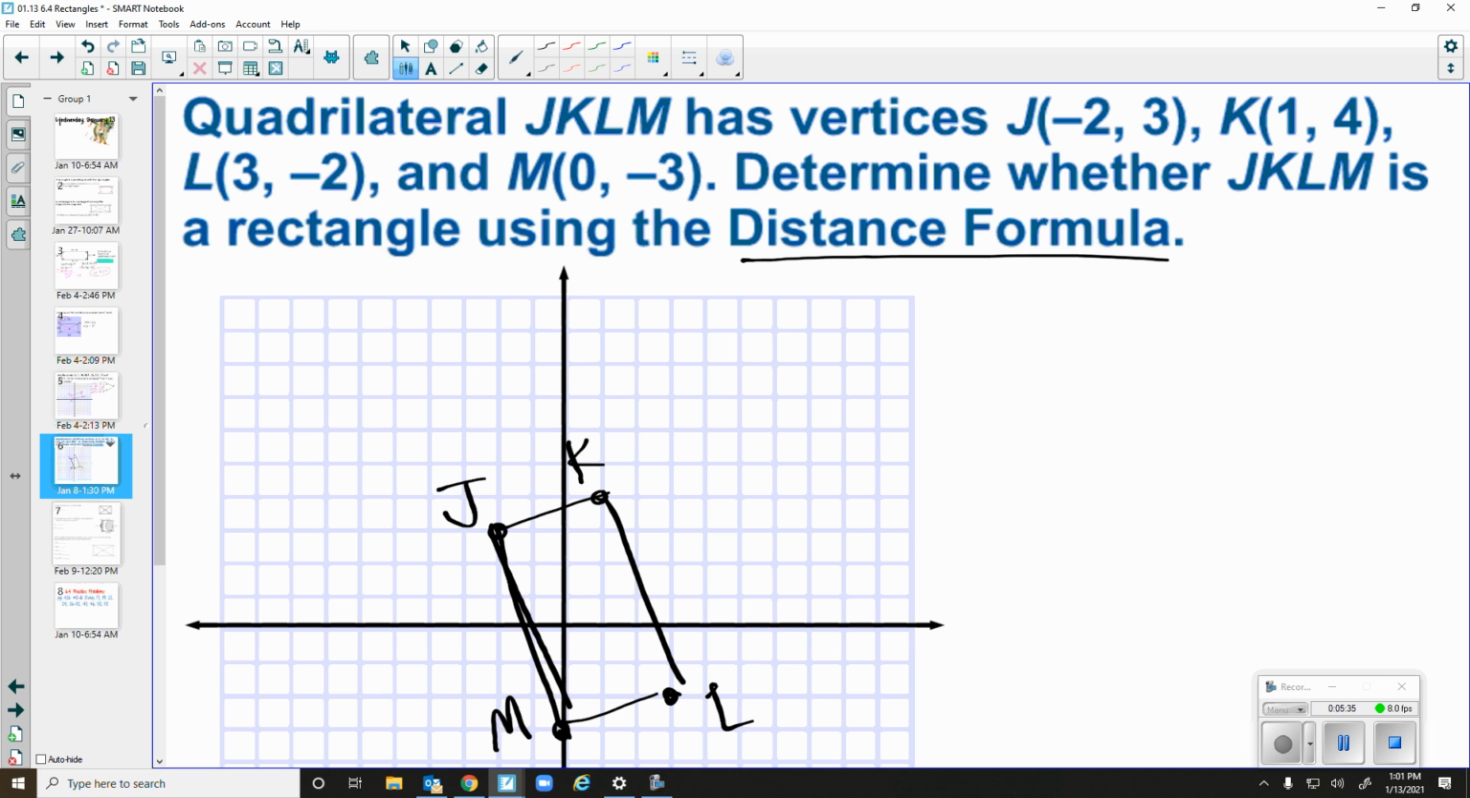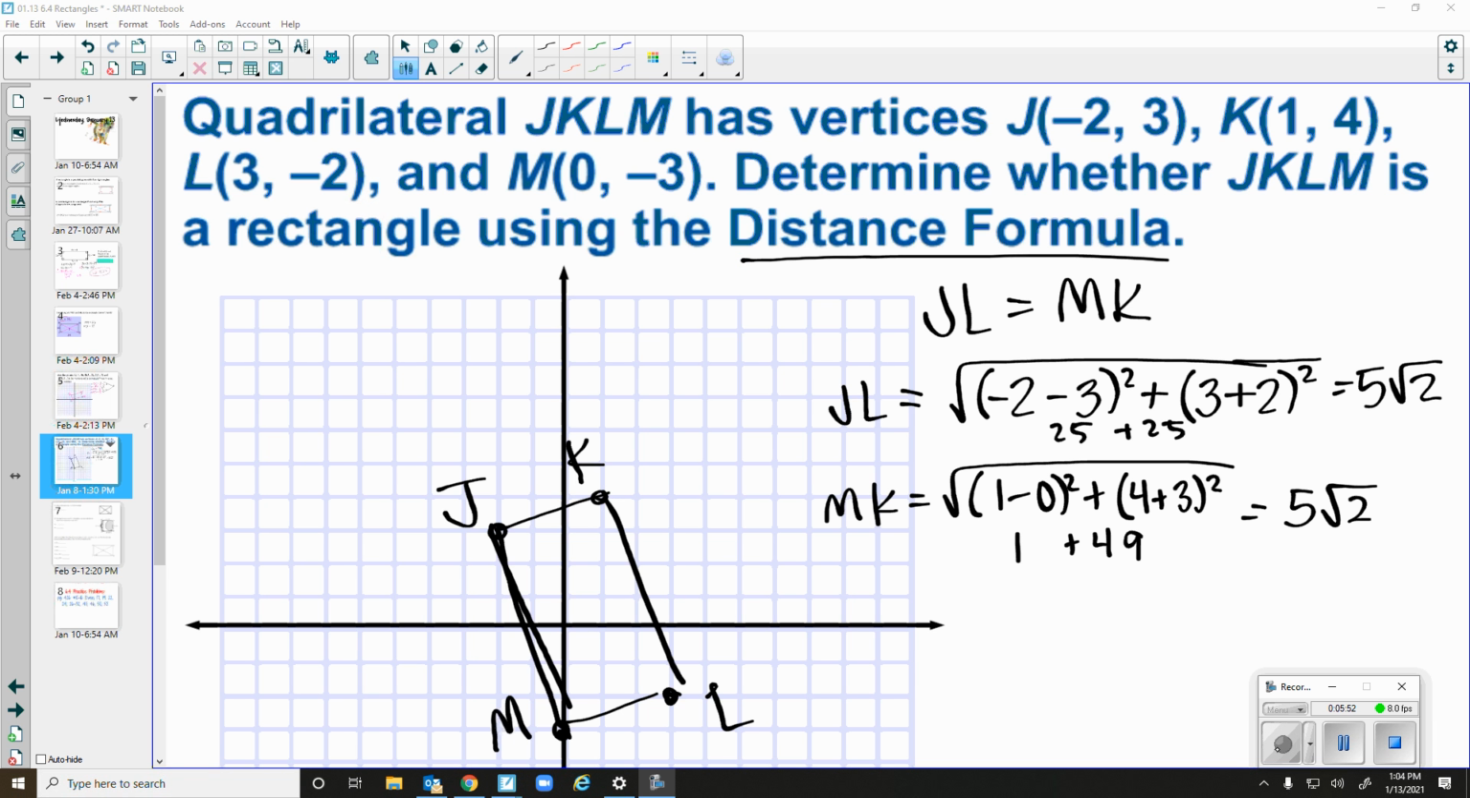So we're trying to prove diagonals are congruent, so JL is equal to NK. So we just proved that diagonals are congruent. Does that alone prove we have a rectangle? Look on that purple paper that lists all the different properties. Where else are diagonals congruent? What other figure has that property?